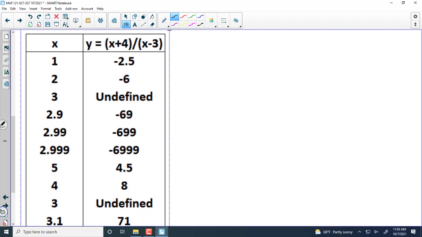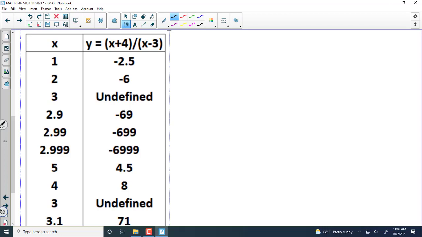This is that function. And what I did was I realized I can't plug a 3 in there, but I can plug in numbers very, very close to 3. Am I allowed to plug a 2.9 in there? Can I plug in a 2.99? 2.9999999? Yeah, the only number I can't plug in is 3.